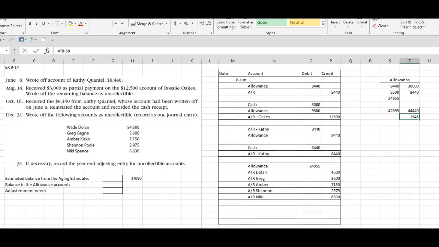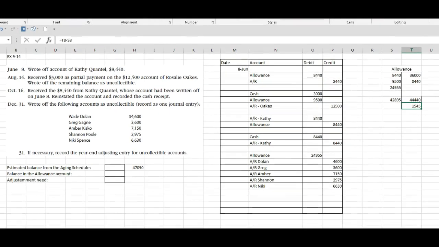So, I need 47,090. This is our beginning credit, and this is what we need to have. That needs to be our ending. What do I have to do to get that?